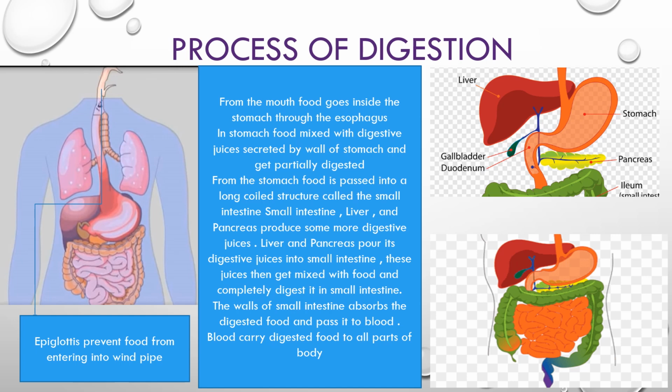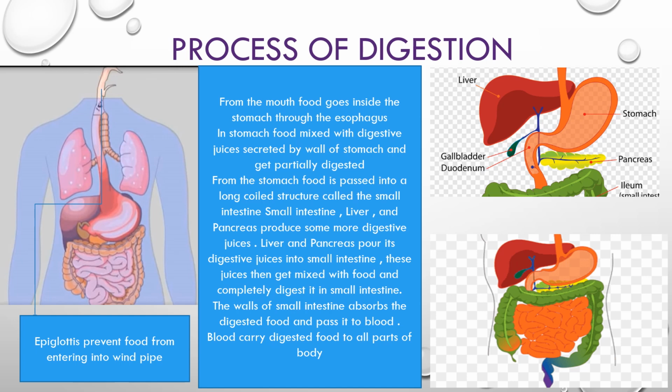From the mouth, food goes inside the stomach through the esophagus or food pipe. Esophagus and windpipe are at the same place, but the epiglottis present there prevents the food from entering the windpipe. With the food pipe, food goes to the stomach and in the stomach, food gets mixed with the digestive juices secreted by the walls of the stomach and the food becomes partially digested.